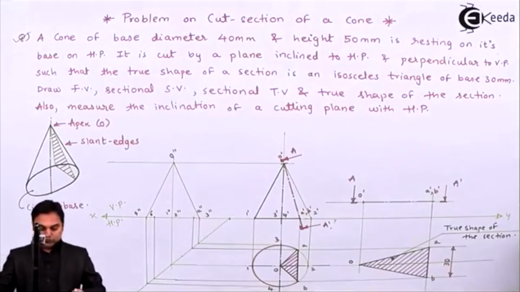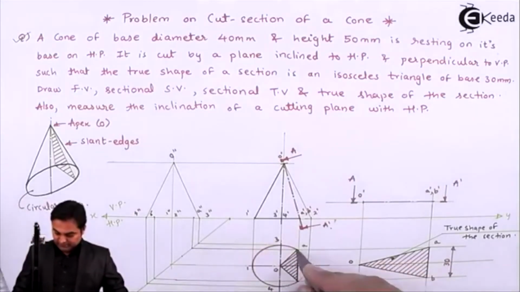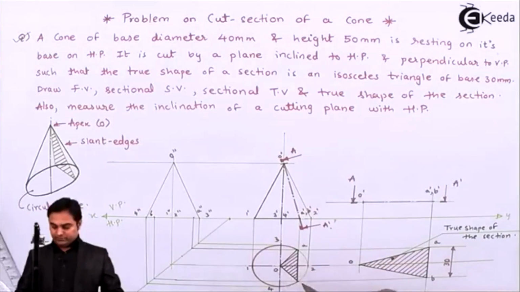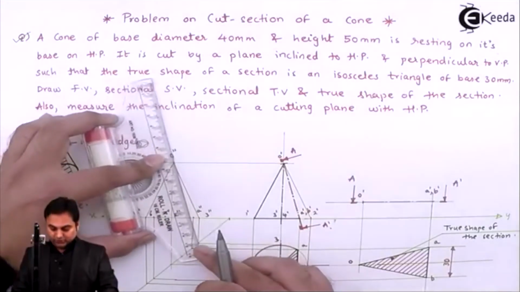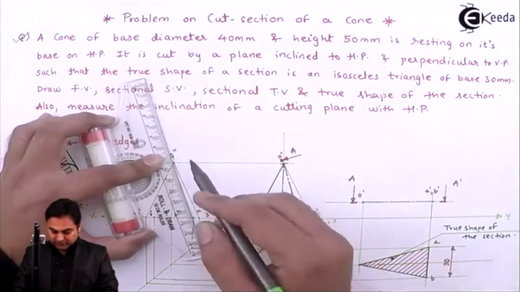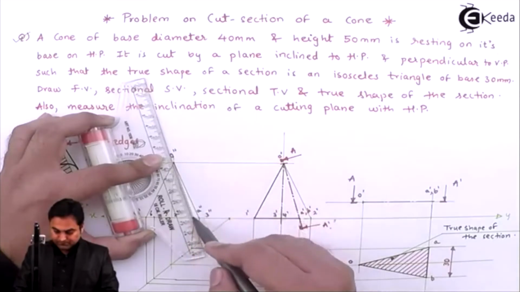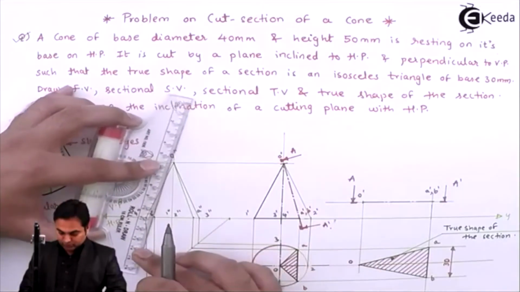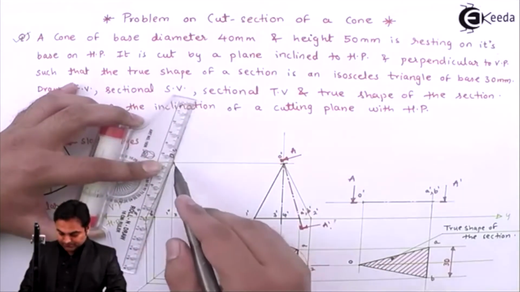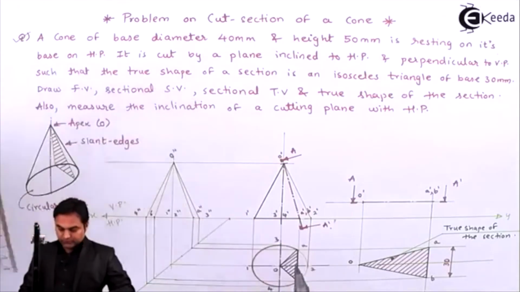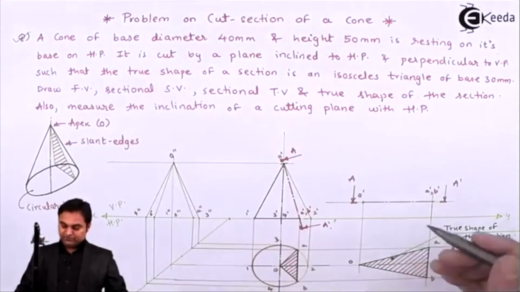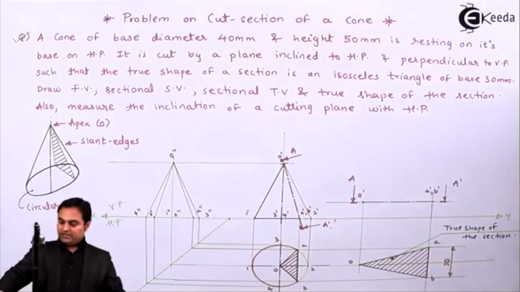Now joining with the help of light line, they are connected. A is connected to O, similarly B is connected to O. So joining A double dash O double dash and B double dash O double dash. So this is the cut portion which is visible from the side. Next, I'll make it dark.